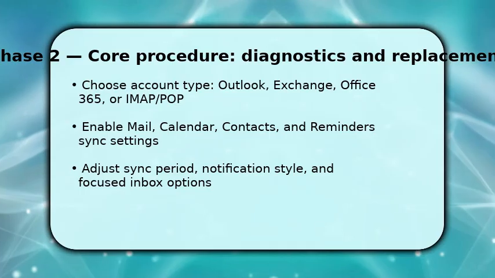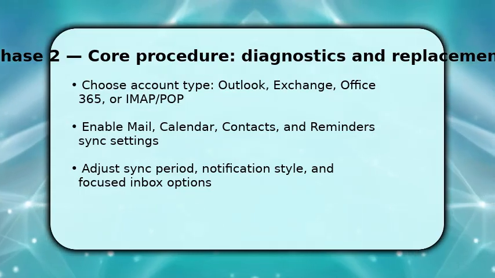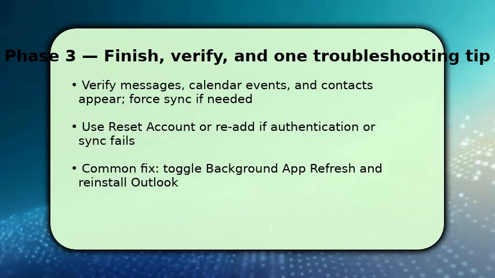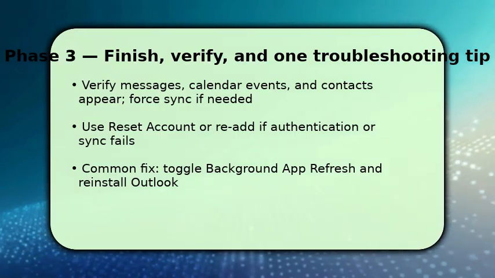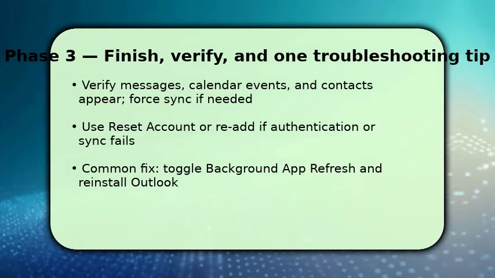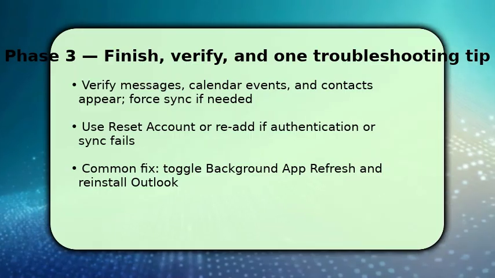To finish, confirm mail, calendar events, and contacts have populated. Open each tab and wait for initial sync. If items are missing, pull down to refresh. If errors persist, sign out and re-add the account because re-authentication often clears token issues.